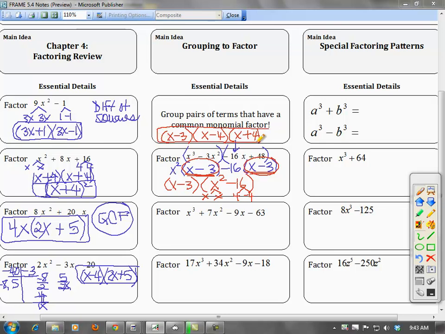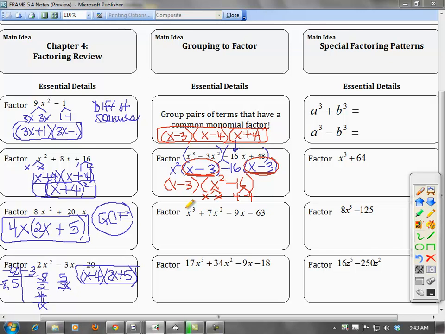So here's my final answer. And the reason I have 3 factors, if you look at it, this is a single x and a single x and a single x. So 3 x's makes an x cubed. And we're going to kind of look at them that way. Okay? Now let's try this again.